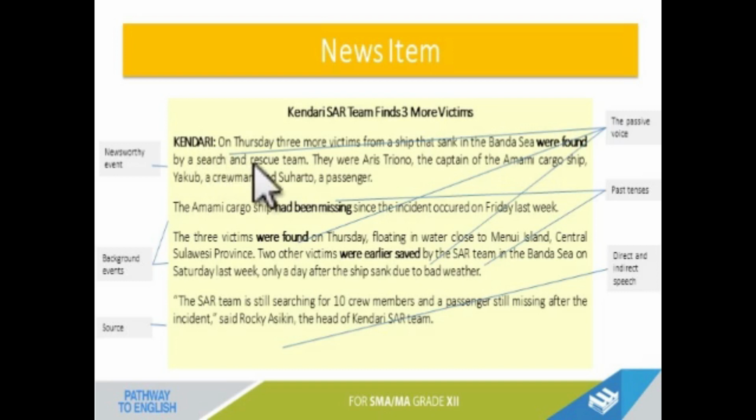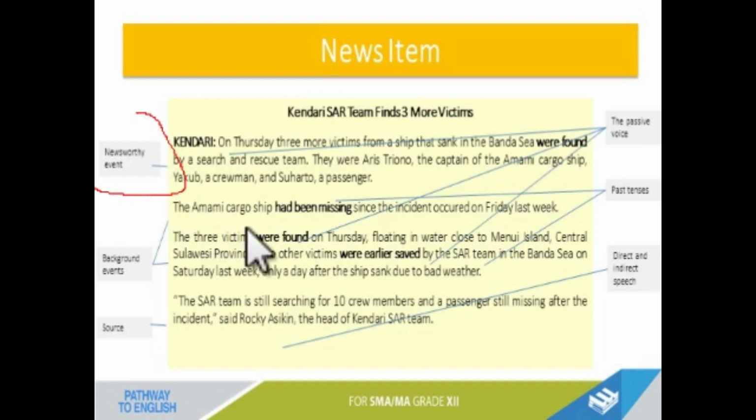Okay, in Kendari on Thursday, 3 more victims from a ship that sank in Bandasi were found by a search and rescue team. They were Aristriono, the captain of the Amami cargo ship, Yakub, a crewman, and Suharto, a passenger. Okay, so the first we call it a newsworthy event. So this is the first paragraph.